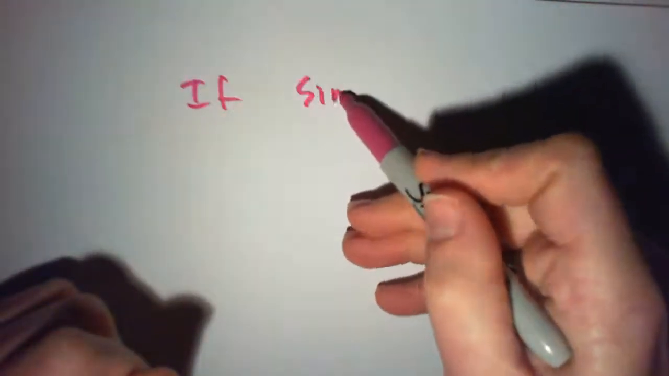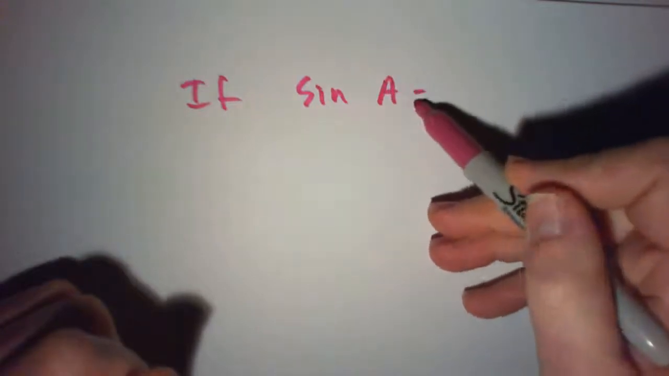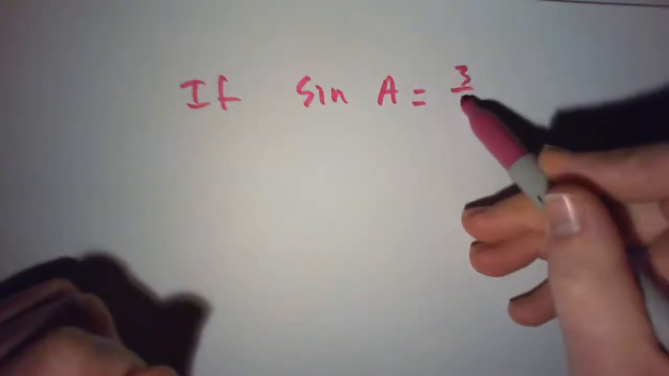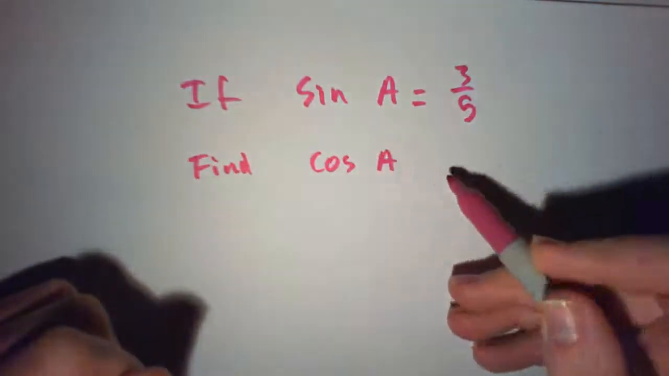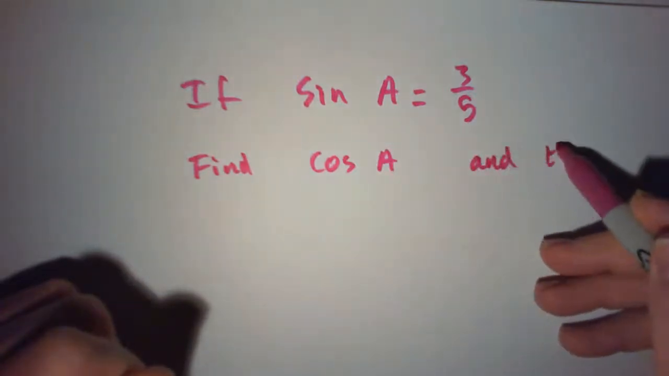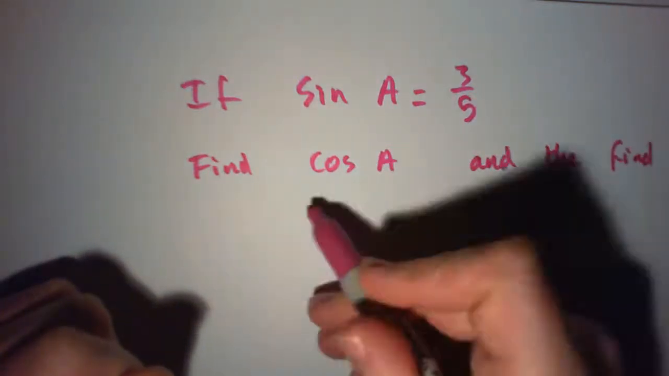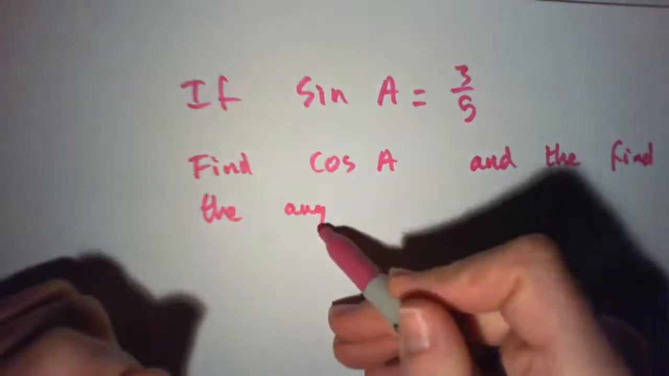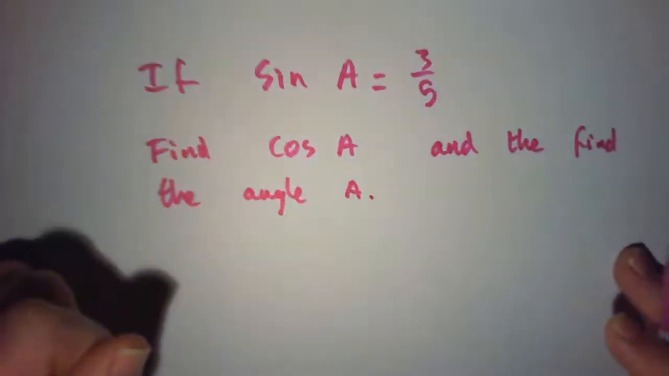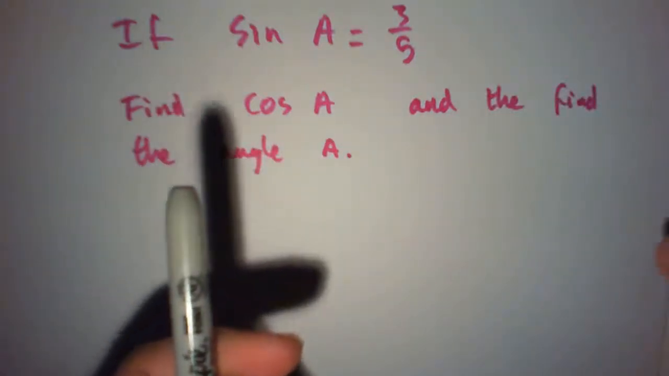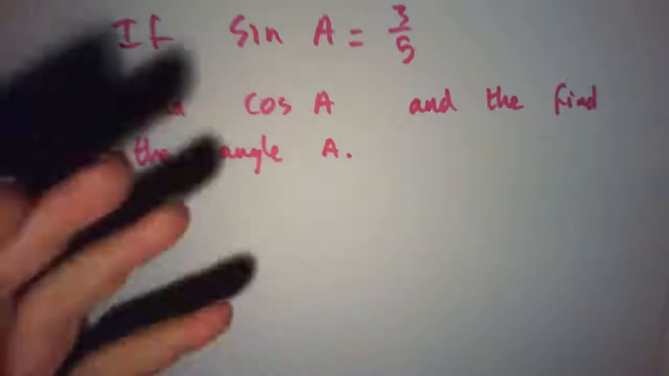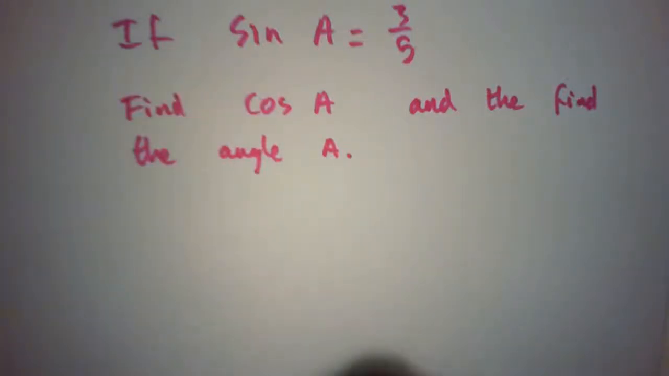So if the sine of A is equal to 3 over 5, find the cos of A and then find the angle A. So if the sine of A is 3 over 5, find the cos of A and then find the angle A. Okay, but how would you do this? I would do it thusly.